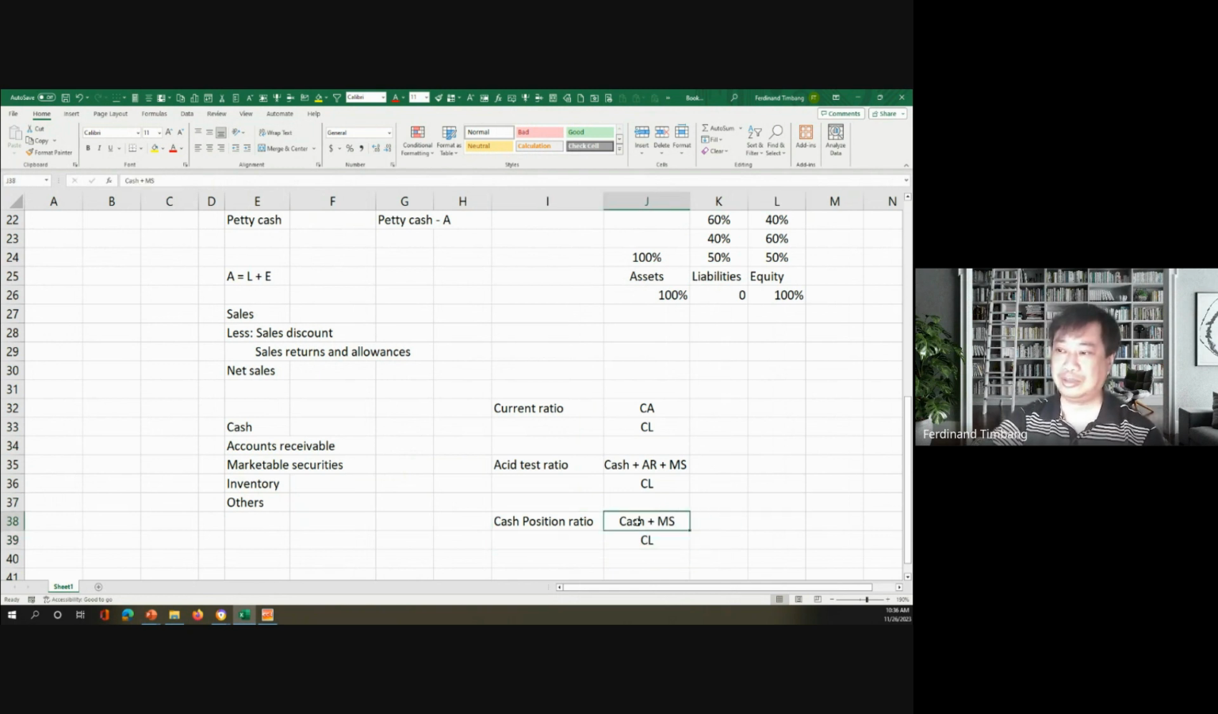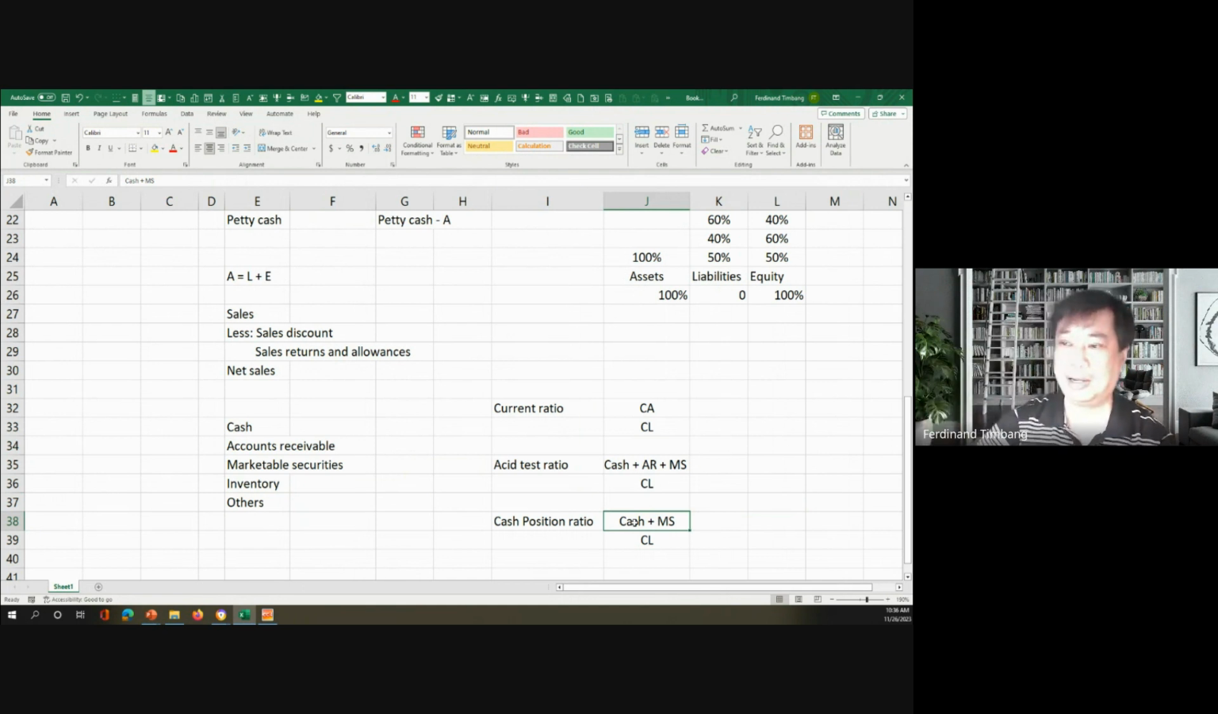Bakit? Kasi ito cash na eh. Pero pa ba mas liquid pa sa cash? Wala na. Di ba? Then, the other one is the marketable securities. Now, the marketable securities is very liquid also. Why? Because it is a security that anytime you can sell in the market.